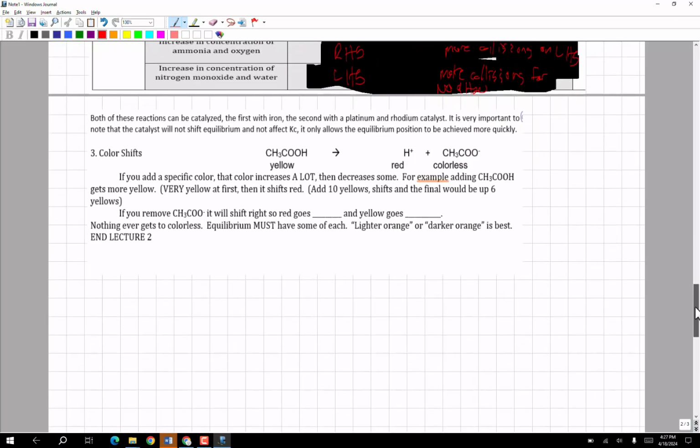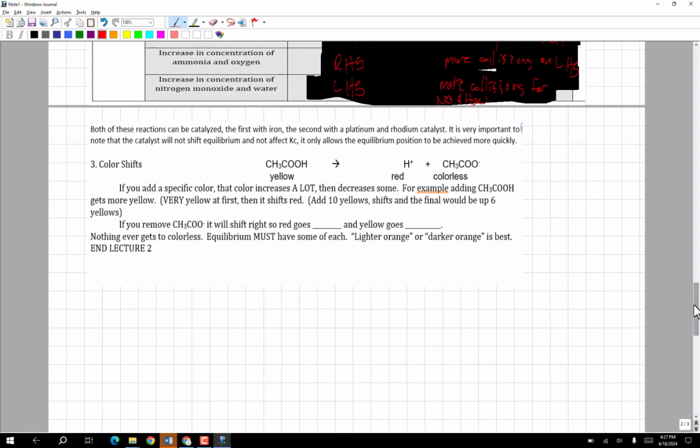All right, got the last tricky part here. Here we go. Both these reactions are going to be catalyzed, first with iron, second with platinum. We don't even care about that.